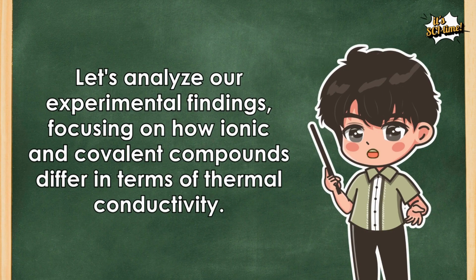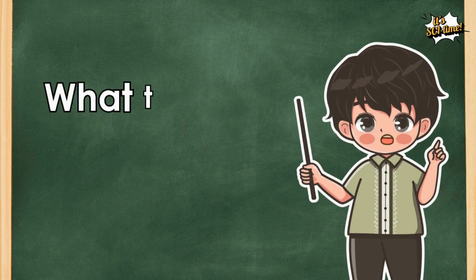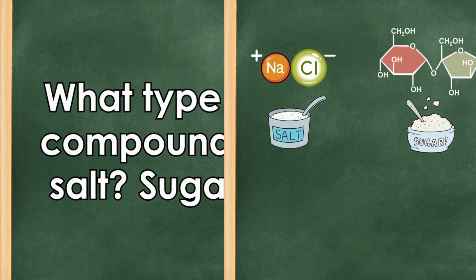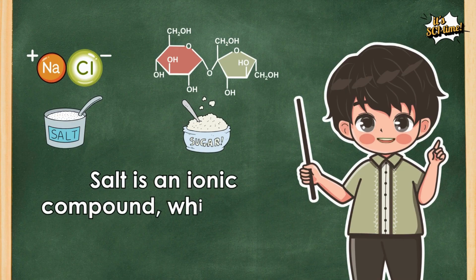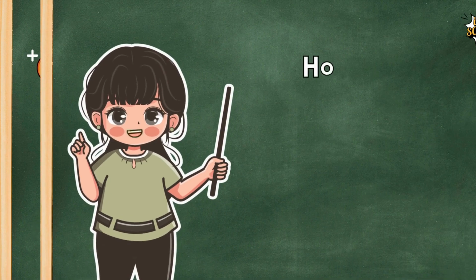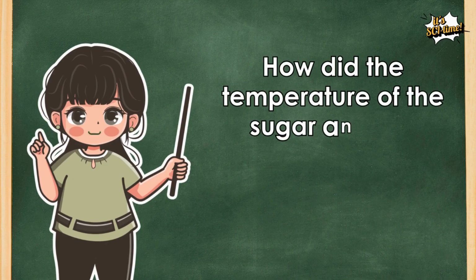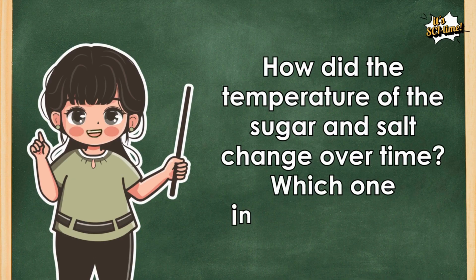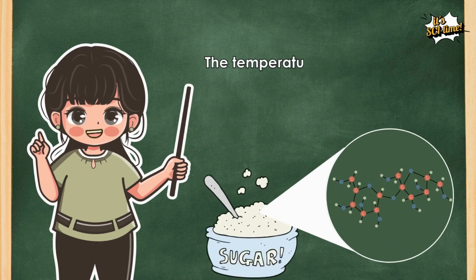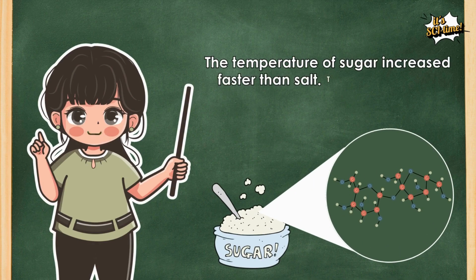Let's analyze our experimental findings, focusing on how ionic and covalent compounds differ in terms of thermal conductivity. What type of compound is salt? How about sugar? Salt is an ionic compound, while sugar is a covalent compound. How did the temperature of the sugar and salt change over time? Which one increased faster? The temperature of sugar increased faster than salt.